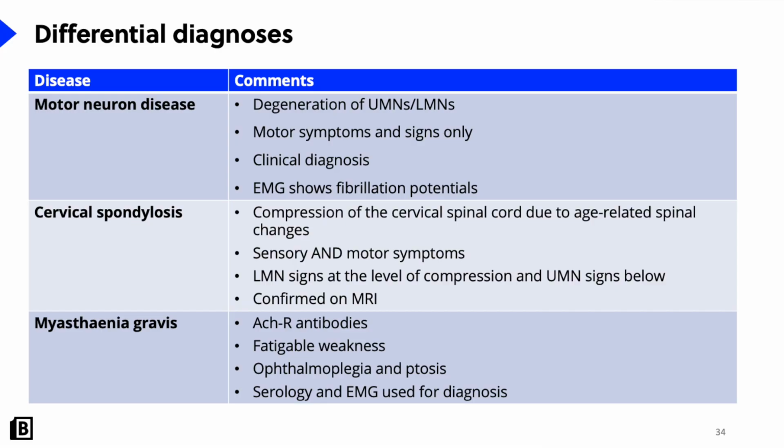The differential diagnosis here for motor neuron disease, as I said, is cervical spondylosis. One of the other ones might be myasthenia gravis, or as you rightly mentioned, multiple sclerosis. You can think of any differentials that sound reasonable. But the key one that you do need to mention is cervical spondylosis. So let's take motor neuron disease first.